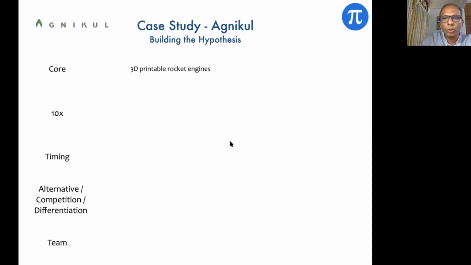The core innovation is fully 3D printable rocket engines. I should have written it more carefully actually. People have been doing it in parts. So a typical rocket engine contains how many parts? Anybody? Typical rocket engine? 5,000. You haven't read the deck, man. Who has read the deck? 1,000. The people who have read the deck are speaking now. So it typically contains around 1,000 parts.